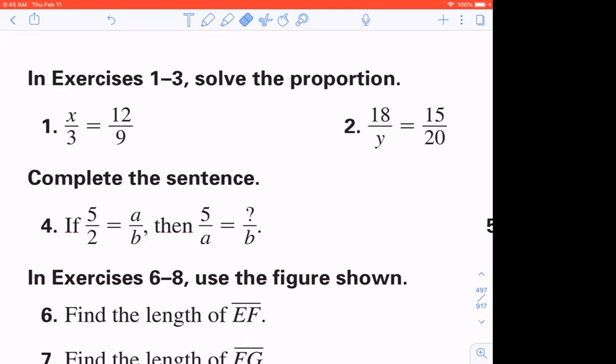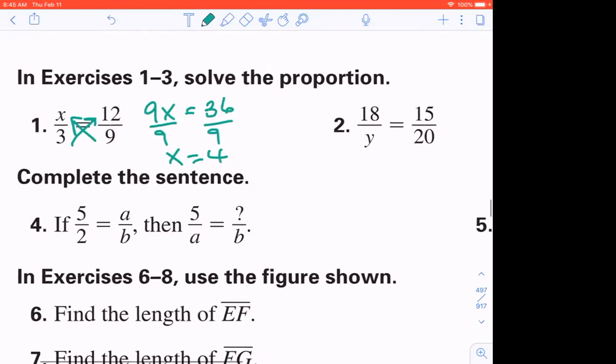Okay, so we talked about how with proportions, I'm going to cross multiply. So I know that I'm going to do 9 times x and 3 times 12. So 9x is equal to 36, divide by 9, divide by 9. So x equals 4, plain and simple.